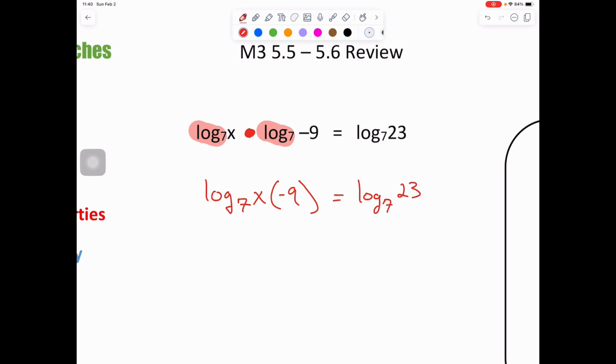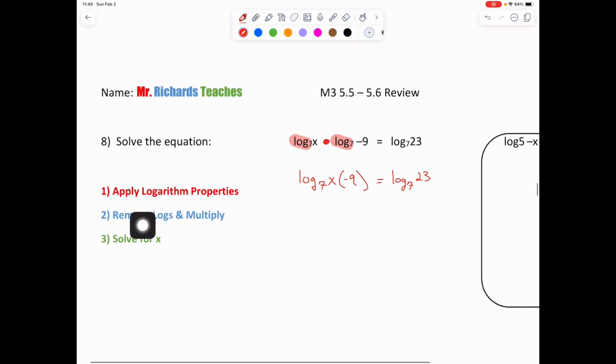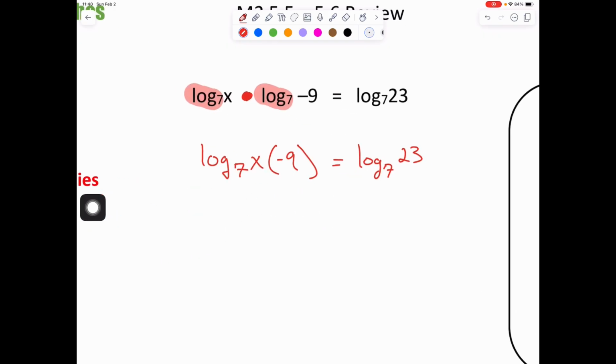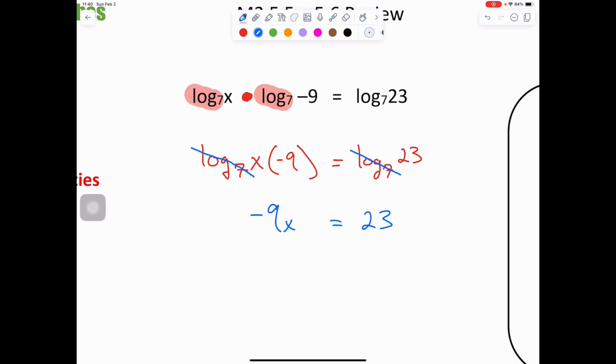of 23. All right, so step 2, we will remove the log bases because on the left side, we have that log base 7. On the right side, we have the log base 7. We're also going to calculate our x times negative 9 while we're doing it. So go ahead and get rid of that log base 7. Go ahead and get rid of that log base 7. X times negative 9 gives us negative 9x. Set that equal to 23.